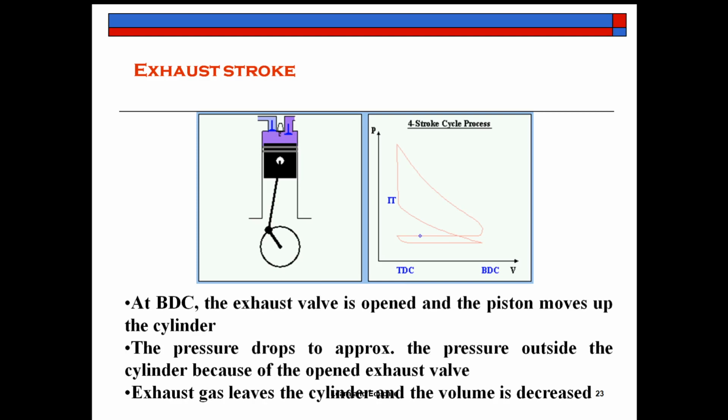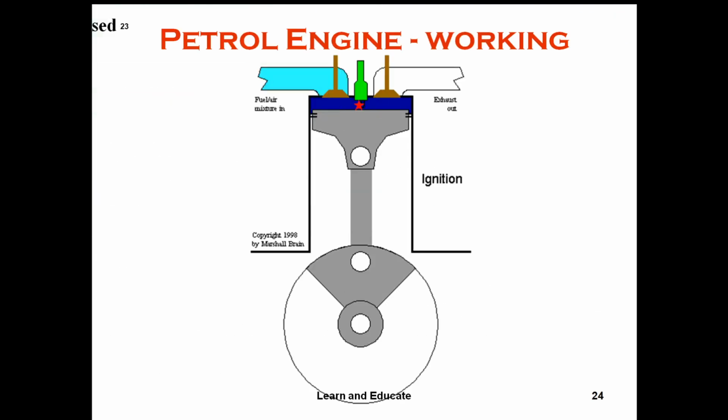At the bottom dead center, the exhaust valve is opened and the piston moves up in the cylinder. The pressure drops to approximately the pressure outside the cylinder. Not the same as the intake stroke, but just above the atmospheric pressure. Then only we will be able to exhaust the combustion products from within the cylinder to the outside. So exhaust gas leaves the cylinder and the volume is decreased. So these are the 4 strokes: intake, compression, expansion or power, and exhaust strokes of a spark ignition engine.